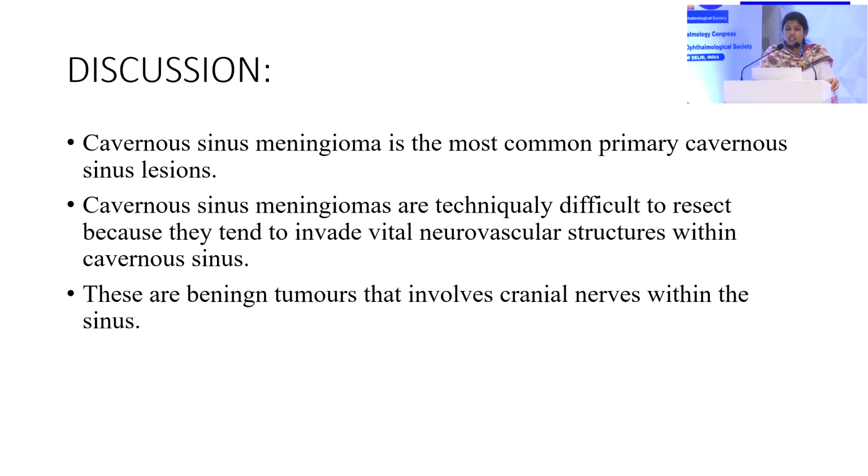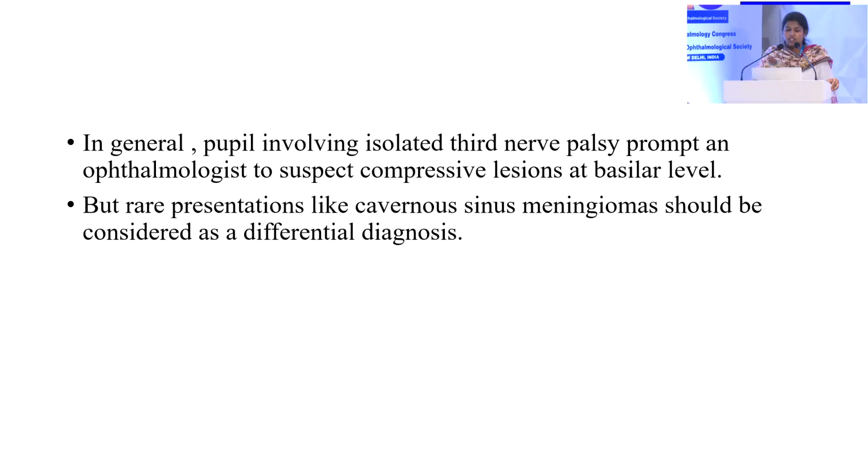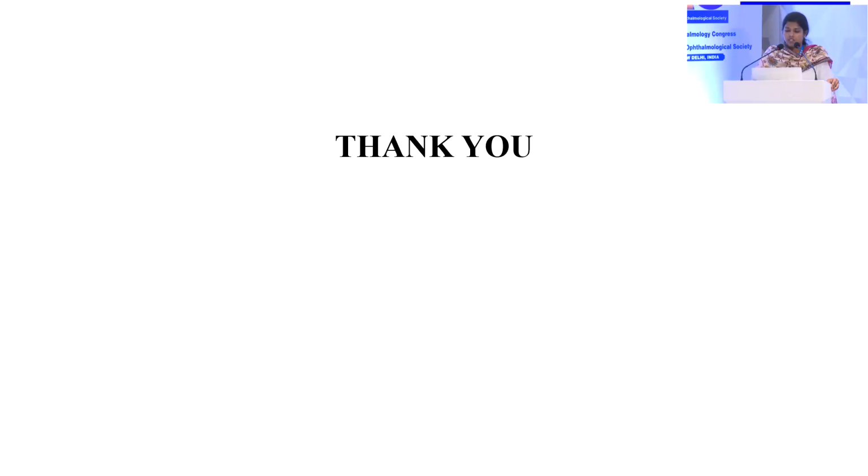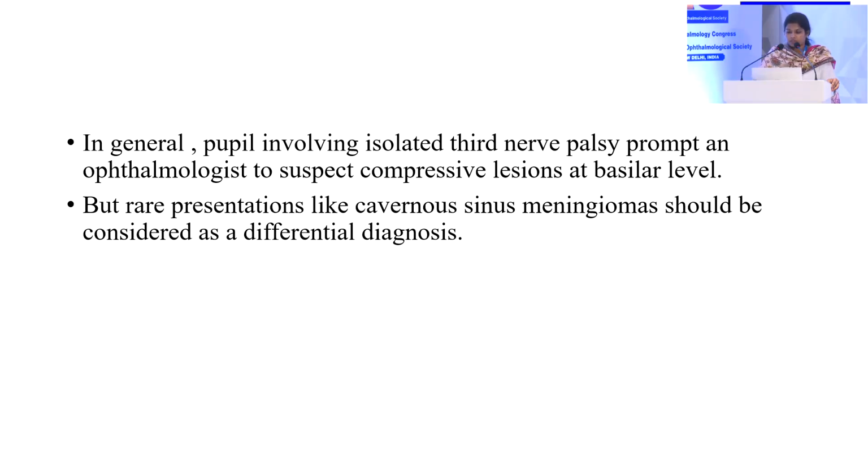Now moving on to the discussion: cavernous sinus meningioma is the most common primary cavernous sinus lesion. These are technically difficult to resect because they tend to invade vital neurovascular structures within the cavernous sinus. These are benign tumors that involve the cranial nerves, and in general, pupil-involving isolated third nerve palsy prompts an ophthalmologist to suspect compressive lesions at the basilar level. But rare presentations like cavernous sinus meningiomas should be considered as a differential diagnosis. Thank you.